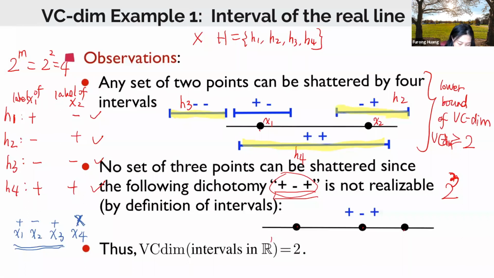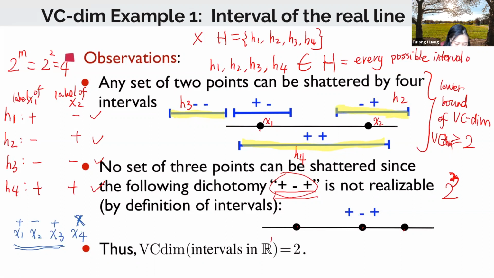Actually, I'm just saying H1, H2, H3, H4 are just elements from the hypothesis class H. But this H includes every possible interval of the real line. Okay. Does this make sense?